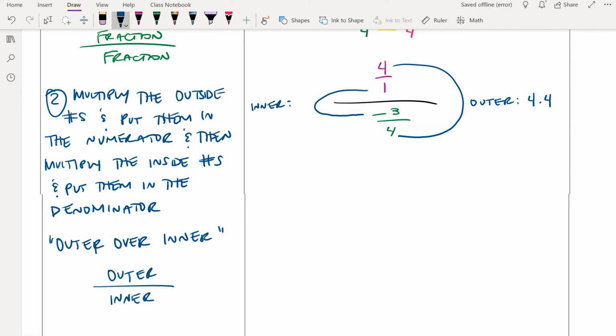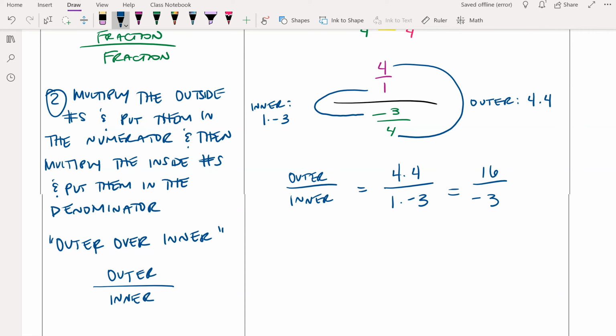The inner is 1 times negative 3. So outer over inner equals 4 times 4 over 1 times negative 3. All right, and now we just have to simplify. So outer over inner equals 4 times 4 is 16. 1 times negative 3 is negative 3. All right, and that is it.